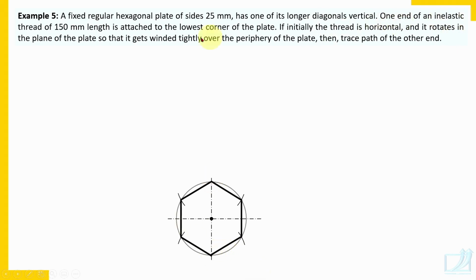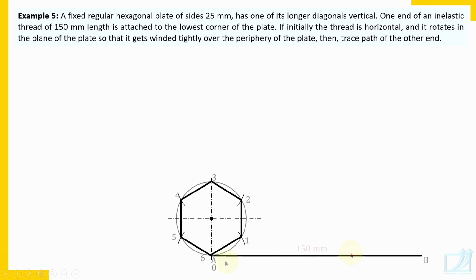One end of an inelastic thread of 150 mm length is attached to the lowest corner of the plate. So at the lowest corner of the plate, there is a 150 mm long inelastic cord. So I have drawn that inelastic cord. If initially the thread is horizontal, that is mentioned in the problem, that's why I have drawn it horizontal. If initially the thread is horizontal and it rotates in the plane of the plate so that it gets winded tightly over the periphery of the plate, then trace the path of the other end. One end is in contact with the lowest corner of the plate. The other end moves and traces the path.